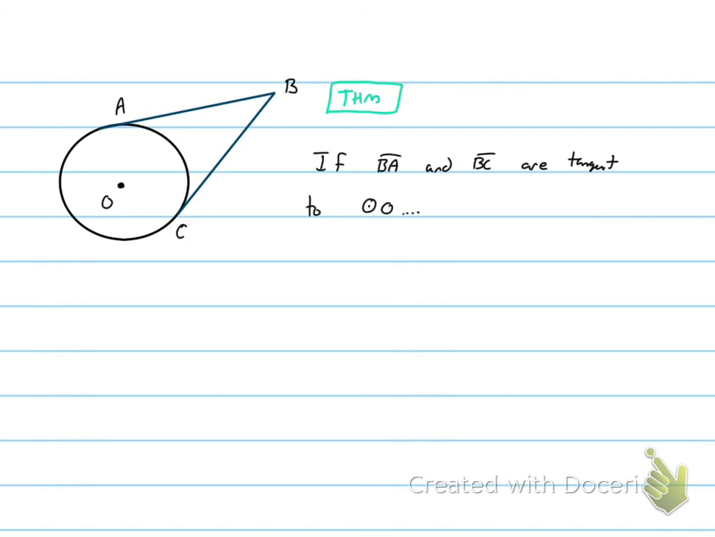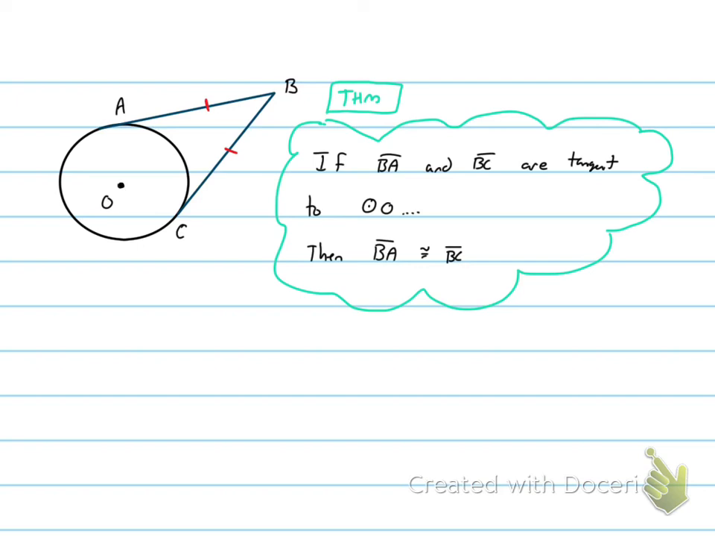The last theorem in this video: if BA and BC are tangent to circle O, so if I have two lines going to the same point outside the circle, and I draw them to make tangent lines, then those lines would be equal to each other. And that's going to help us solve the last kind of question that we're going to look at.